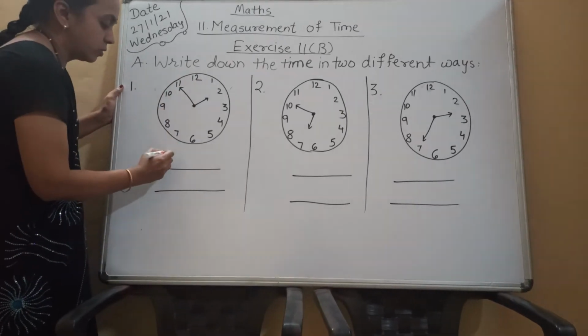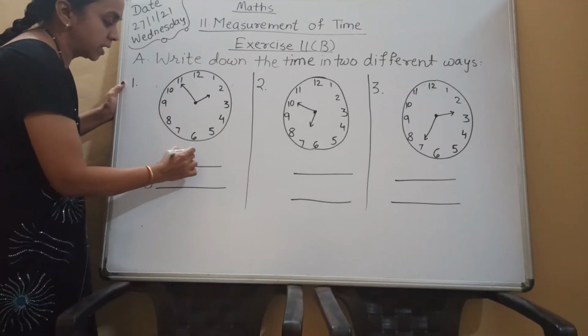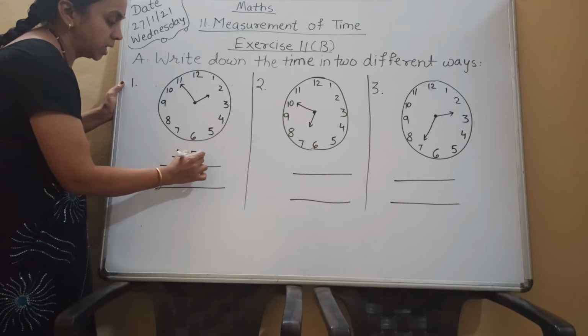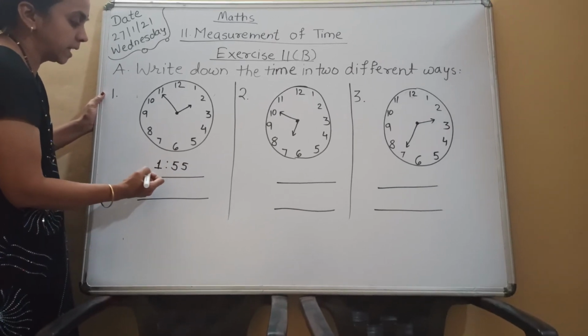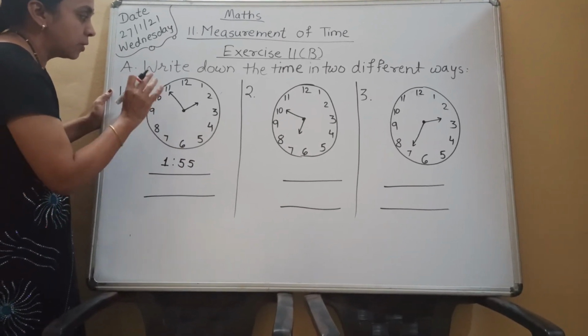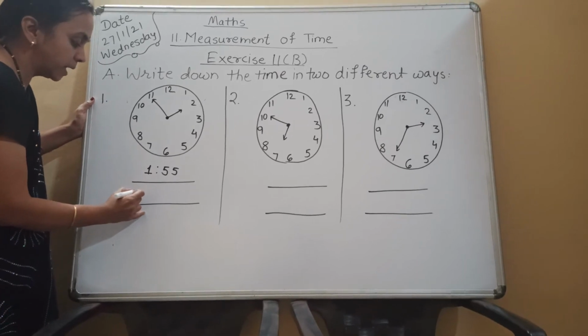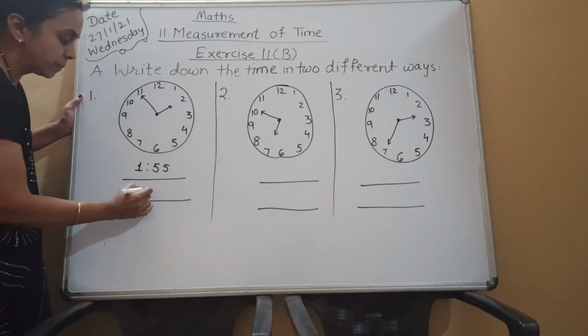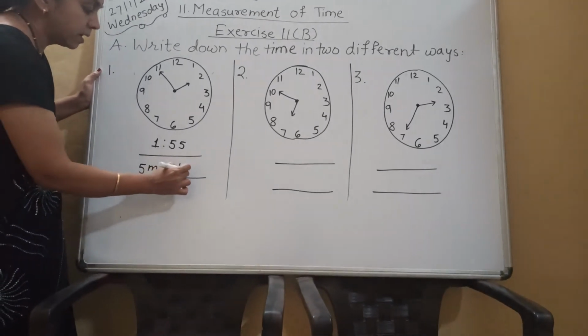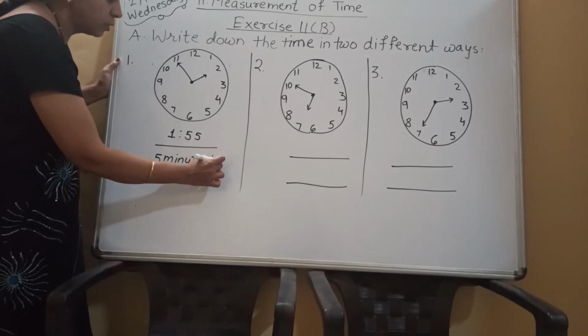So what time can we write? 1:55. And in the second way, what can we write? Only 5 minutes remaining to 2. 5 minutes to 2 o'clock.